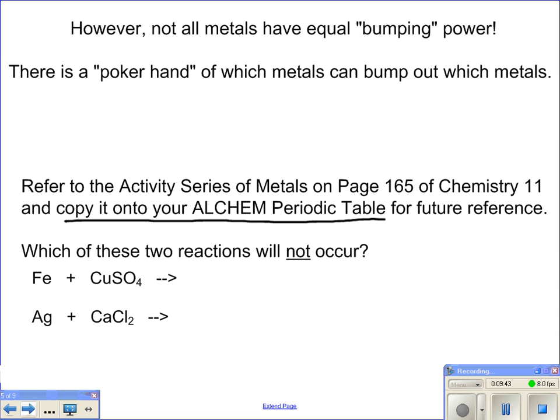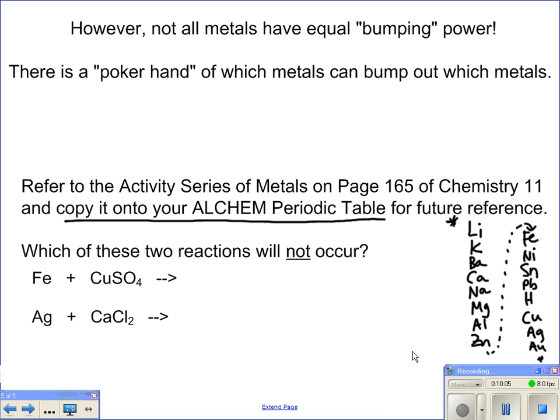Now, basically what this activity series does is it allows us to see what bumps out what. And so it's kind of like a poker hand. There are different metals that are a little bit more powerful than other types of metals. And because you likely don't have the textbook in front of you right now, I will give you a little bit of an idea as to what that looks like. So the activity series starts with lithium at the very, very top. It is the king of all things. It can bump out absolutely positively anything else.